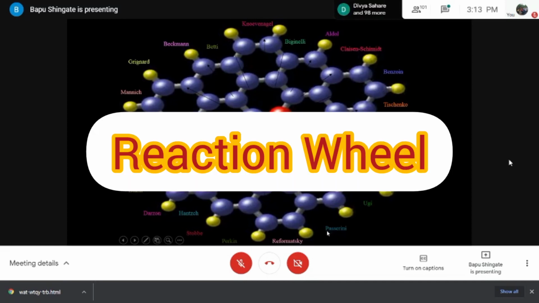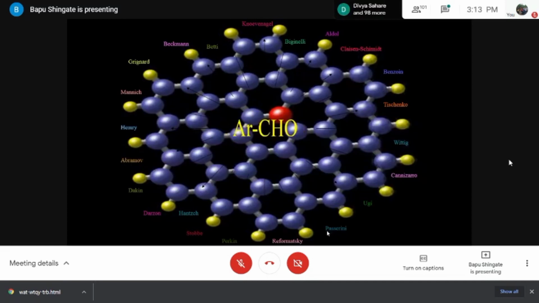As we know very well, we are studying aromatic aldehydes from 11th or 12th standard; definitely aldehydes and ketones are there in 11th or 12th standard. And then again we continue the study of aromatic aldehydes. This particular slide represents one aldehyde that can be utilized for many named reactions. Take an example of benzaldehyde, anisaldehyde, chlorobenzaldehyde, tolualdehyde, whatever it may be. It should be an aromatic aldehyde.